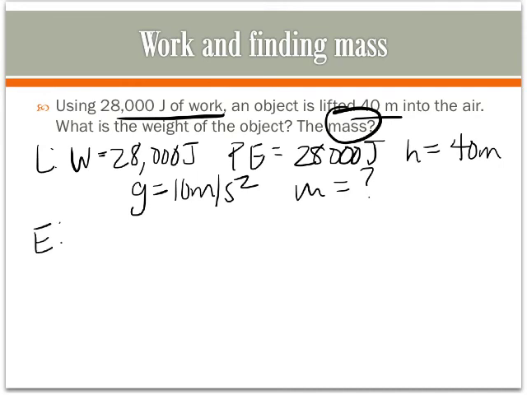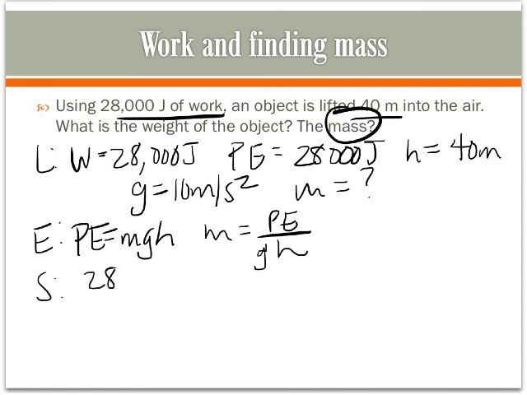So work equation doesn't help us because we need a force to find a distance. So we're going to again be using our PE equals mgh. All right, and then we're going to solve for m, which looks like PE over GH. So we'll have 28,000 divided by 10 times 40, all right, which is also like 400, which is going to give you 70. And if you're solving for mass, that's kilograms, okay?